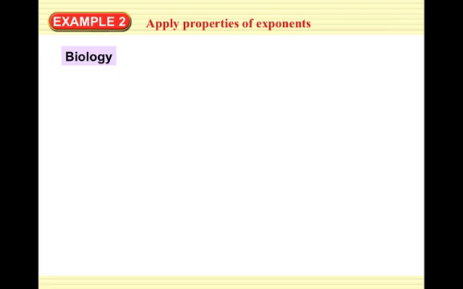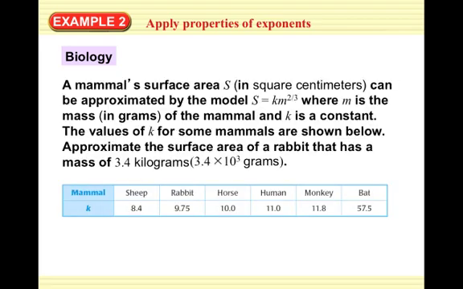All right, we're going to look at an example here in biology. A mammal's surface area, S, in square centimeters can be approximated by the model S equals K times M to the 2/3, where M is the mass in grams of the mammal and K is a constant. The values of K for some mammals are shown below. Approximate the surface area of a rabbit that has a mass of 3.4 kilograms. And so the rabbit has a constant there of 9.75.